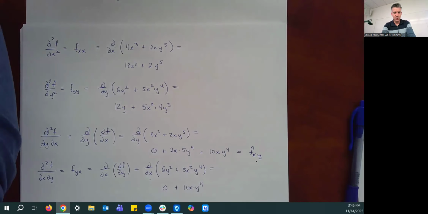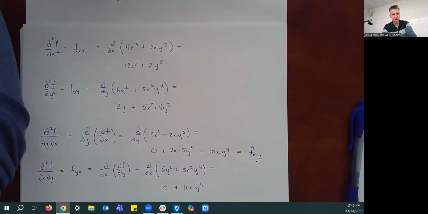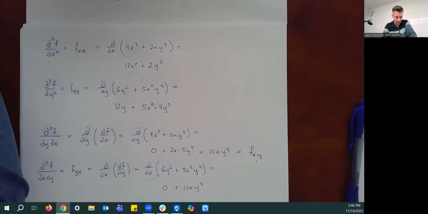There's a theorem called Clairaut's theorem that talks about when the mixed partials are equal to each other. There's a whole condition about how, basically, if the mixed second partial derivatives are continuous, then they are equal to each other. But what I really want to show you is the example, which I know is in my notes somewhere.